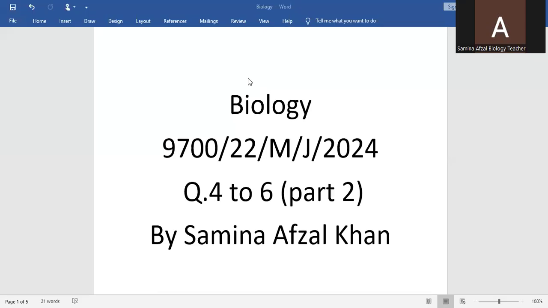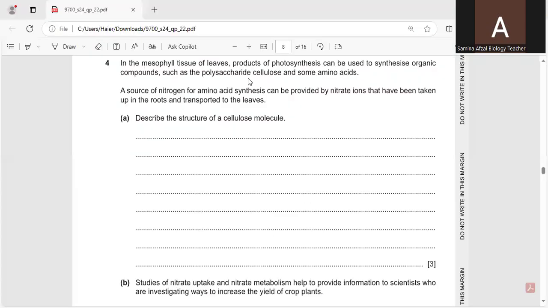Question number 4. In the mesophyll tissues of the leaves, products of photosynthesis can be used to synthesize organic compounds such as the polysaccharide, cellulose, and some amino acids. A source of nitrogen for amino acid synthesis can be provided by nitrate ions that have been taken up in the roots and transported to the leaves. Describe the structure of a cellulose molecule.